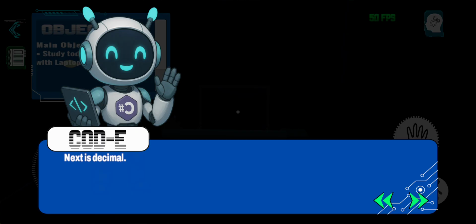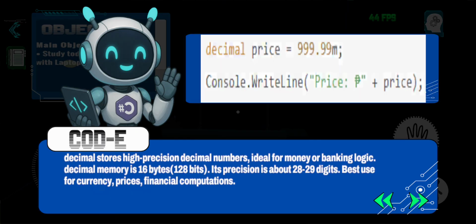Next is decimal. Decimal stores high-precision decimal numbers, ideal for money or banking logic. Decimal memory is 16 bytes, 128 bits. Its precision is about 29 digits. Best use for currency, prices, financial computations.